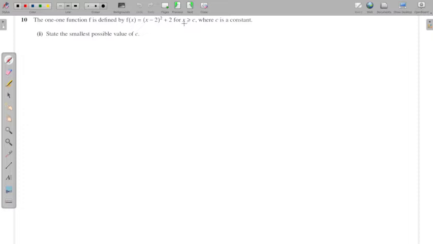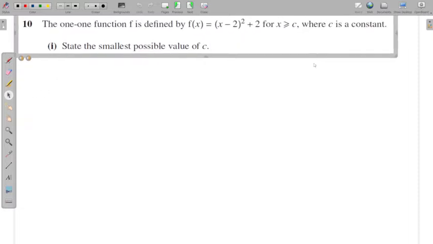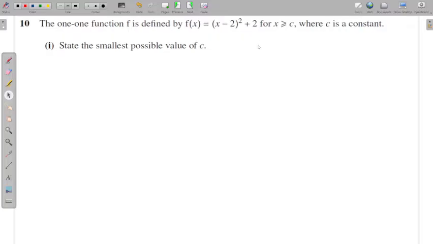So next let's move on to question number 10. I have skipped question number 9 because it is on vectors, and vectors is no longer included in the AS Math syllabus. So now moving on to question number 10, they have said that the function f is defined by f(x) = (x minus 2) whole square plus 2 for x greater than or equal to c. So we have to find out the smallest possible value of c.